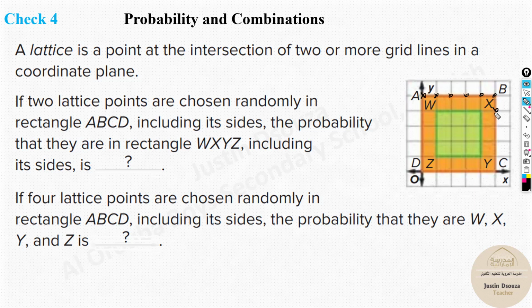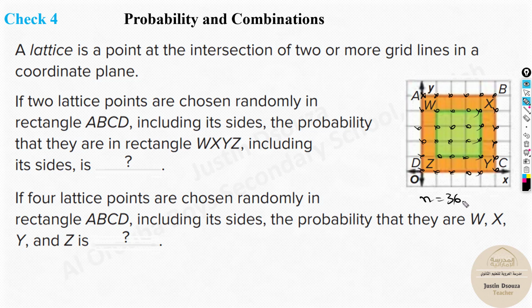So you can do one side and one more side. 6 times 6 would be 36. Or you can just count them all. You will get 36. These are all for the rectangle ABCD. So these are all the lattice points, isn't it? So that is n. N is equal to 36.